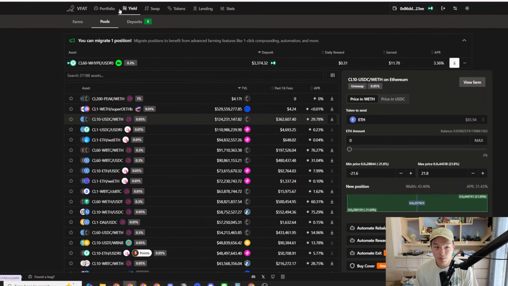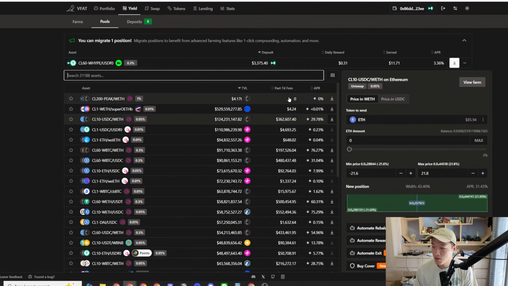So if we pull up vFat here and click on this yield tab, we can go to this pool tab where we can see a bunch of different liquidity pools that we could deposit into. And if I'm already in a position, for example, I also see this as well. So I could deposit my liquidity pool NFT if I want vFat to manage my position.